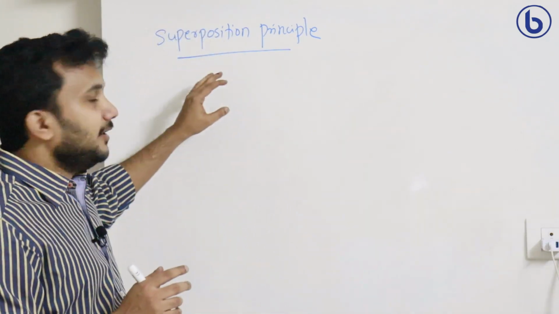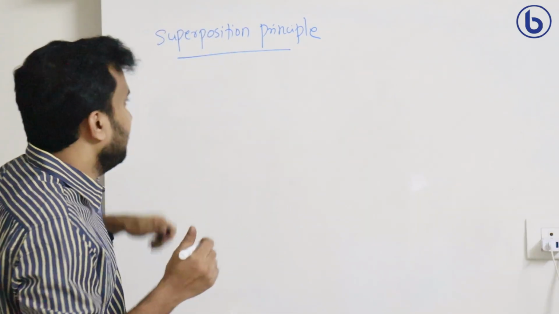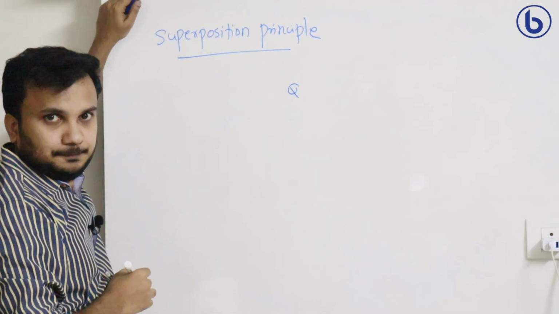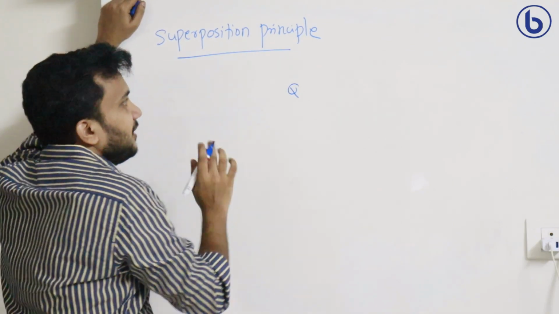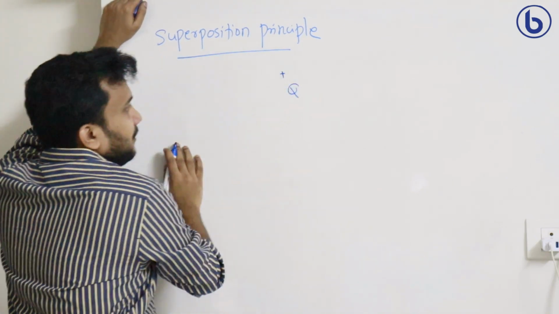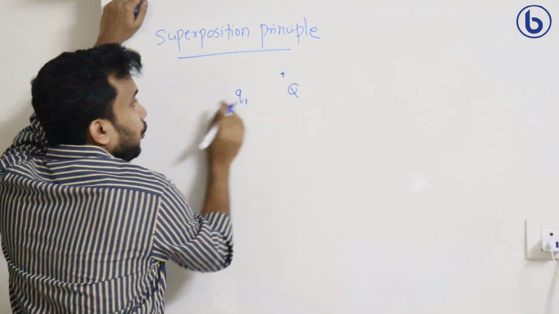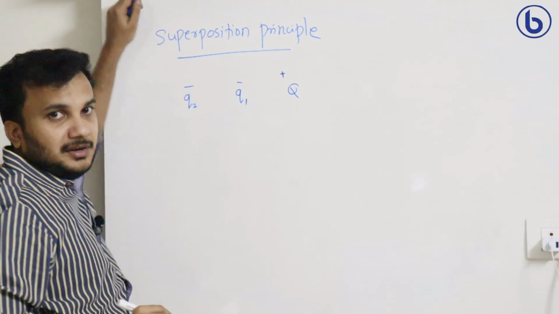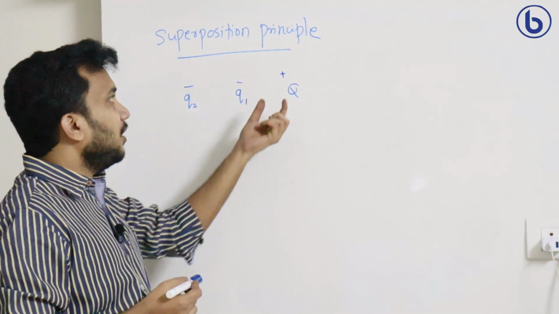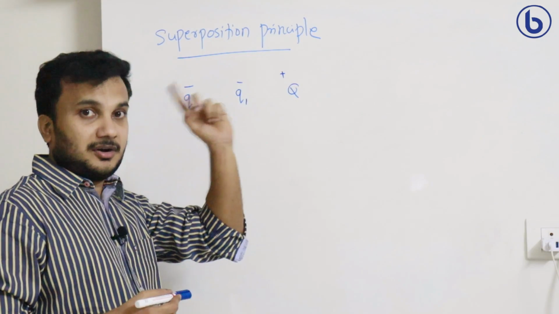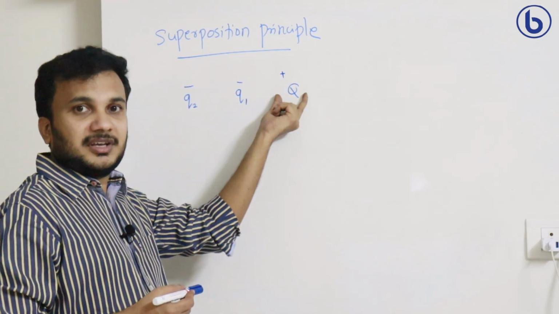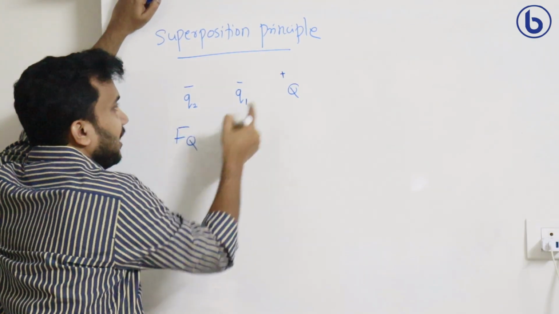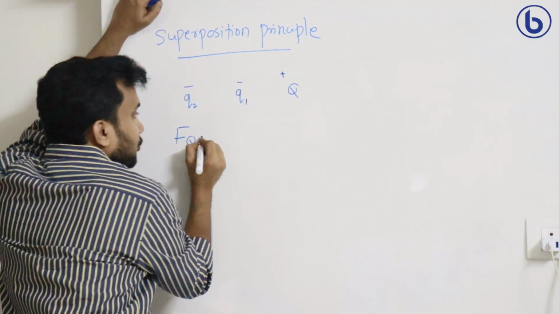Okay, I'll tell you a simple example based on this. Suppose I have a charge called capital Q. I am assuming it is positive. I have another charge called Q1 and another charge called Q2. These are negative, both negative. Now if somebody comes and asks, what is the force on the capital Q? I am telling the concept. So I can say, based on the vector notation, the force on capital Q because of Q1.